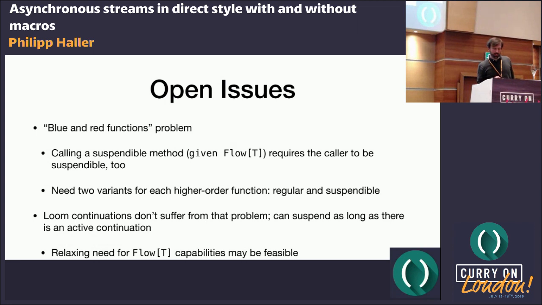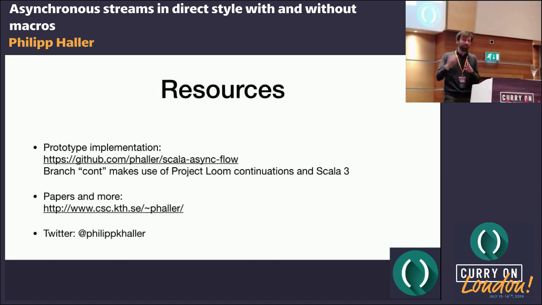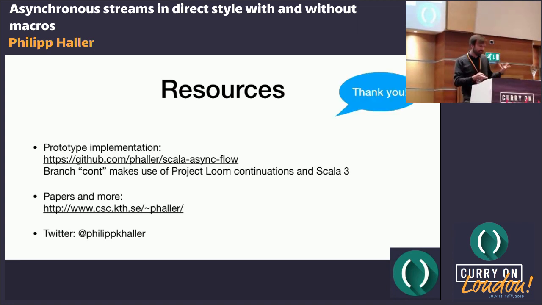There are a couple more issues where we have some initial ideas, but I have to skip over that. One thing I do want to point out though, which is an open issue, is the blue and red functions problem, where calling a suspendable method requires the caller to be suspendable as well. And so this property propagates throughout the program. So for each higher order function, we need two versions, one that can call suspendable functions, one that can't. So that's a tricky issue.